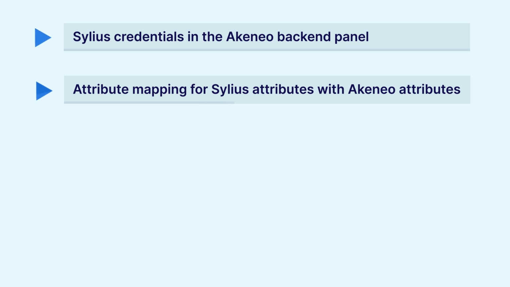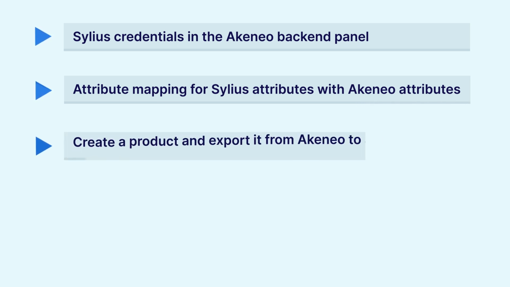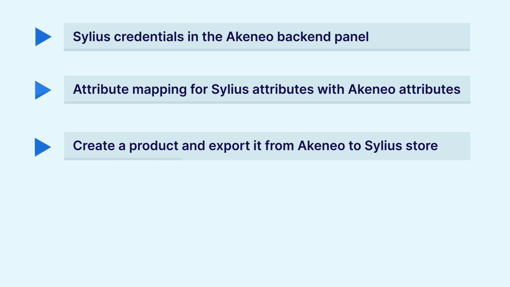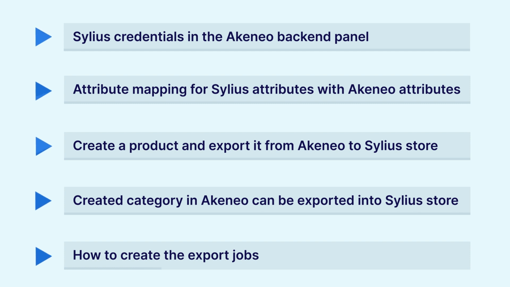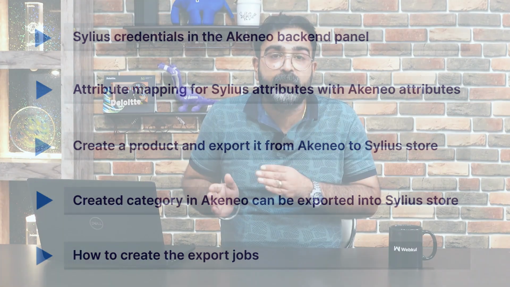backend for the Sylius attributes with the Akeneo attributes, for the image attributes as well and the other attributes that are left over. Apart from that, I'll be showing you the workflow in the Akeneo backend panel, where I'll be creating a product and exporting that product from Akeneo into the Sylius store. We'll also see how we can export the categories that we have created within Akeneo to the Sylius store. Similarly, we need to create different jobs for the export profile for exporting the attributes, categories, products, product models and variations from Akeneo into the Sylius web store.